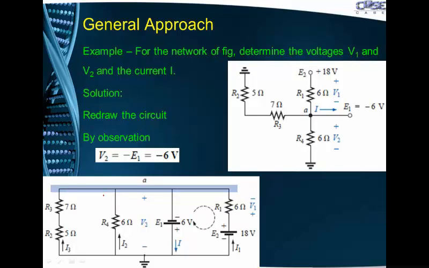First of all, you can see which components are connected at this node: R3, R4, R1 and the E1 battery's negative terminal. So all these components are connected to this node A, which is shown here.